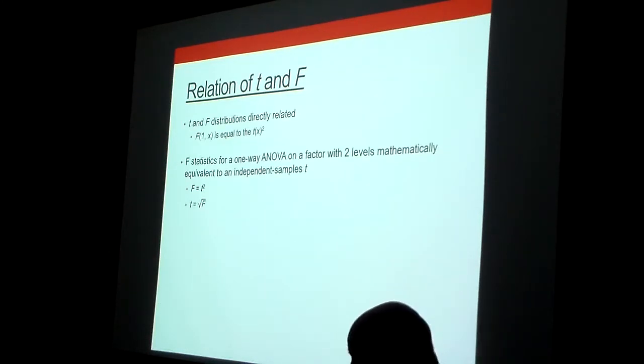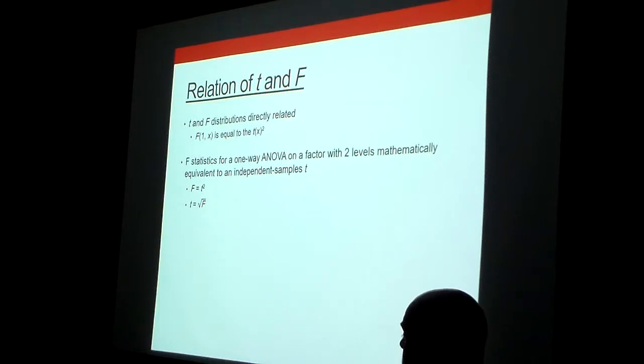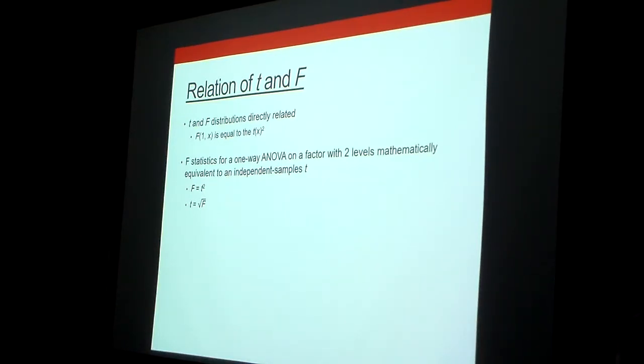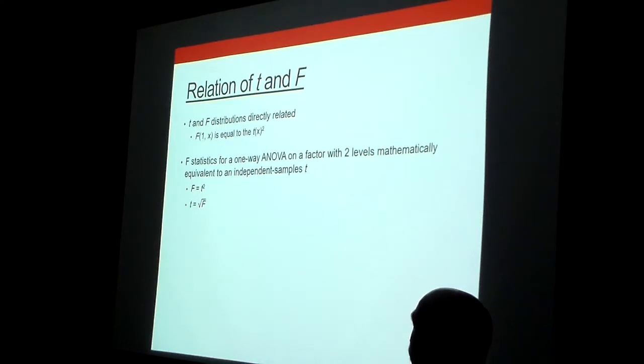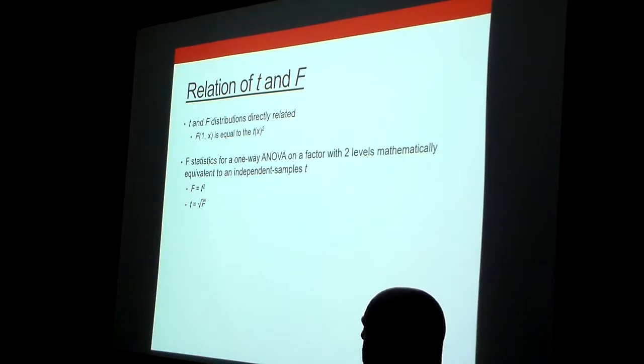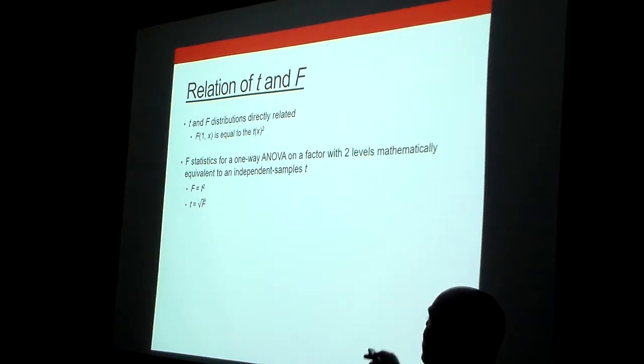So, one thing to keep in mind, and this is going to be important and a useful thing to know, is that our T and our F distributions are directly related to one another, okay? Specifically, an F statistic with 1 degree of freedom in the numerator is exactly equal to the square of a T distribution with whatever degrees of freedom are in the denominator, okay?